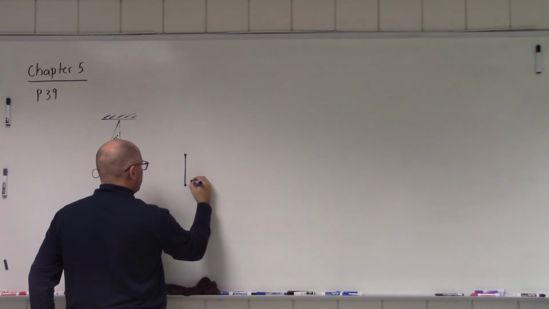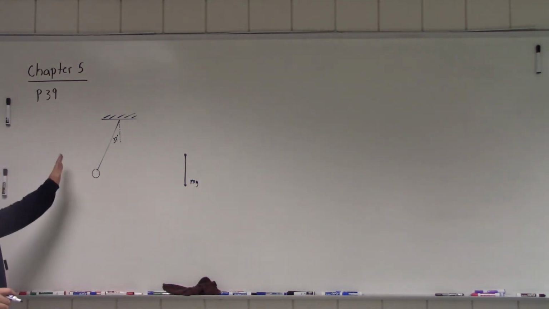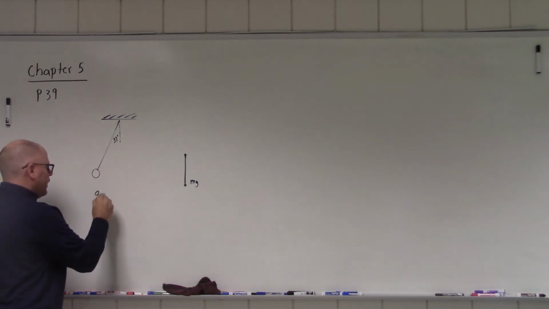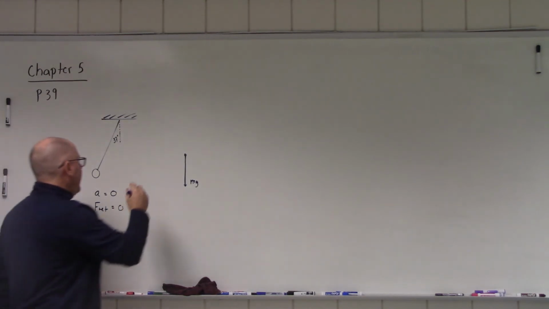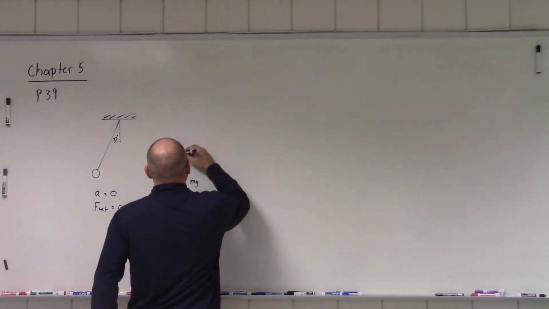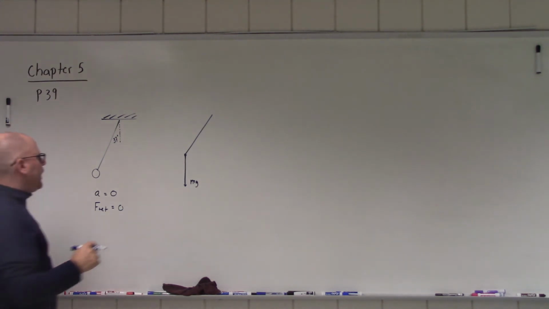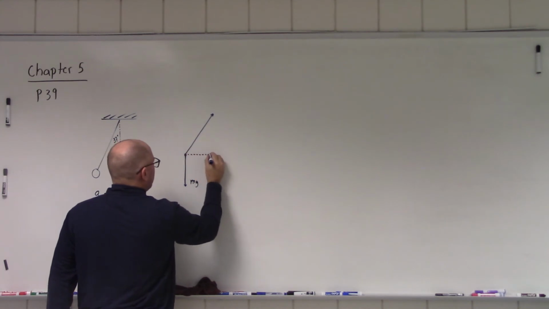There's the weight, mg. Now, it's here, and it's been blown here, and it's staying here, which means the acceleration is equal to 0. Therefore, the net force is also equal to 0. So the cable, the cord, whatever it is, pulls it up and to the right. And since it's pulling it up and to the right, we have to consider the fact it's pulling it to the right and up.